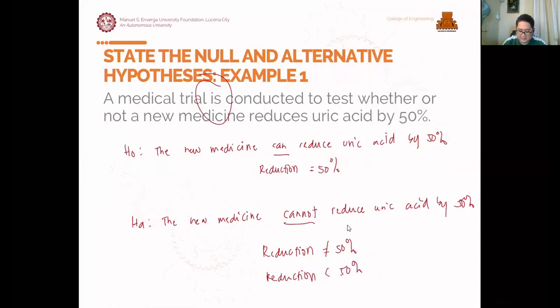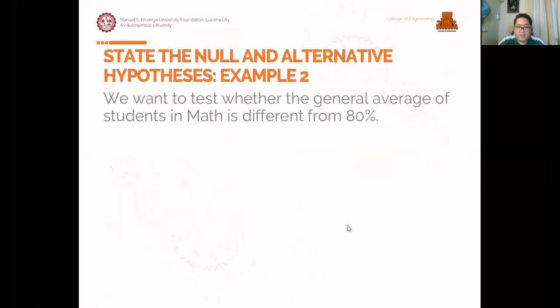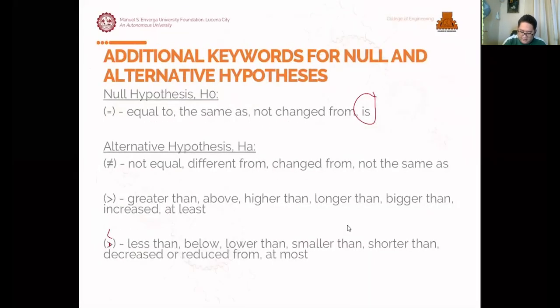Okay? Sige, isa pa example para mas malinaw-linaw. So, halimbawa, we want to test whether the general average of students in math is different from 80%. So, keyword natin, different from. Ano ang different from? Saan tayo titingin? Different from is alternative hypothesis na ang ibig sabihin ay not equal.